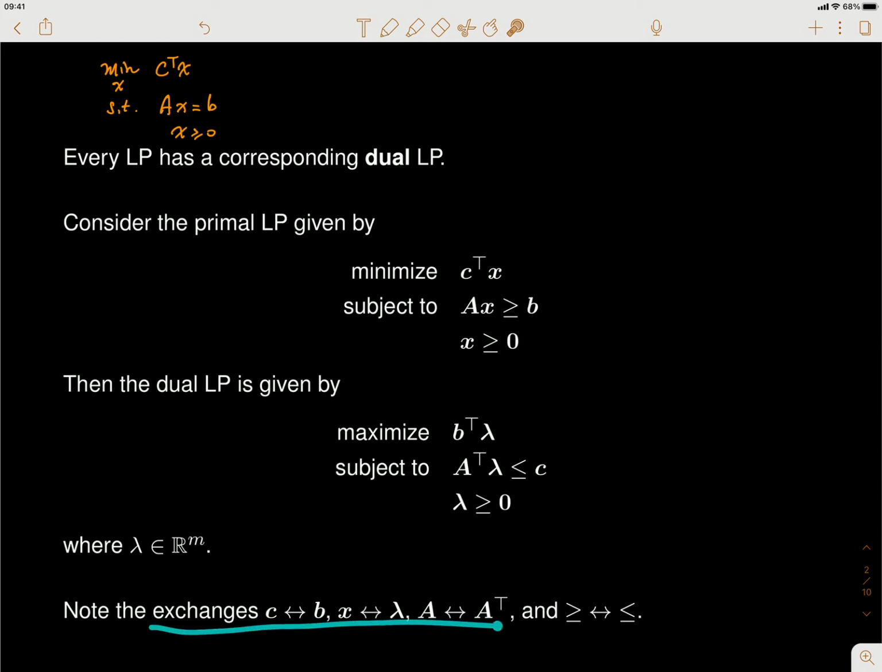As I noted here, how do you get this dual problem from the primal problem? First, change minimization to maximization. Then switch c and b as here. Replace A by A transpose. And then change the greater than or equal to into less than or equal to. Okay, so that's all I need to do to change the primal problem into the dual problem. Now the question is why we're doing this, and why we call these two problems the primal and dual problems. Okay, so the idea is this.